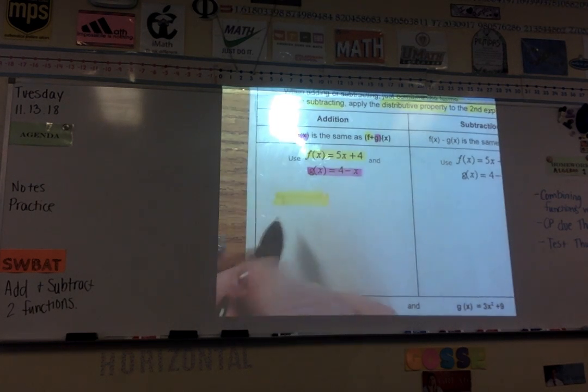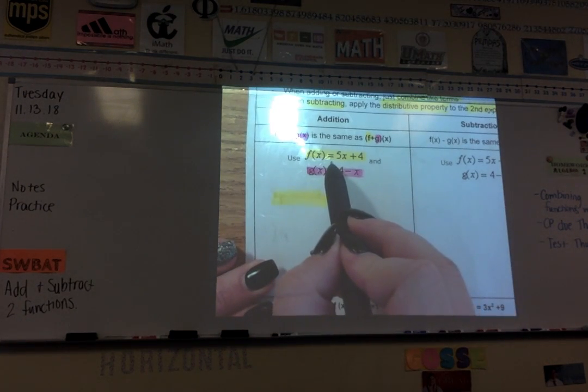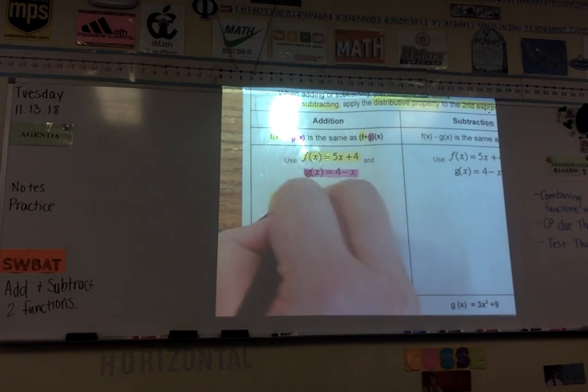So where I highlighted yellow, I'm going to write the equation that represents the function f. So I'm going to write 5x plus 4.